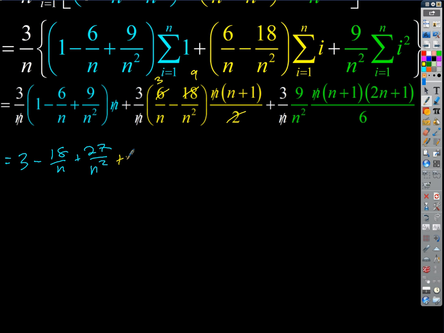So let's go ahead and distribute the n and the 3 over this whole thing, okay? When I distribute the n, what am I going to get? That's going to cancel that n, right? So I'm just going to get 9. Would you agree? If I distribute the n to this one, I'm going to get a minus, not a plus. And then I'm going to get 27 over n, because one of the n's will cancel.